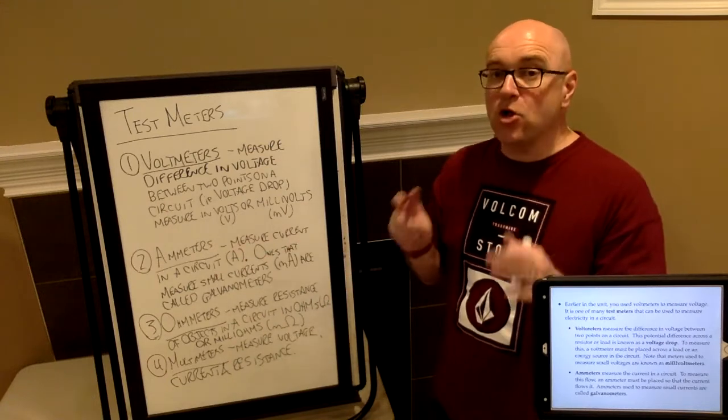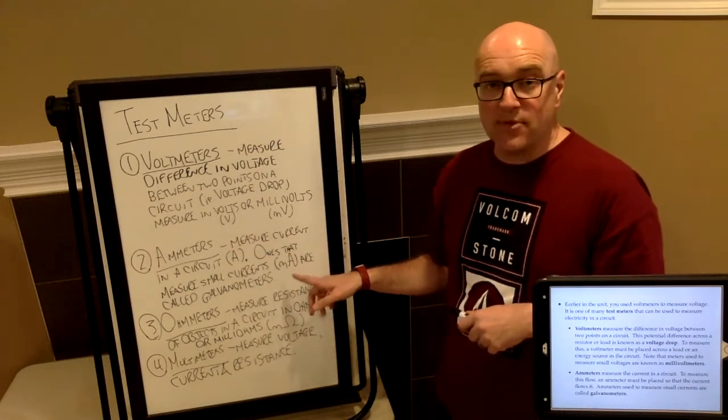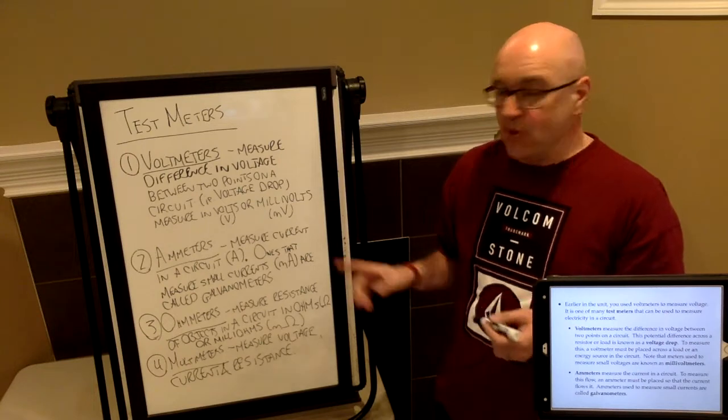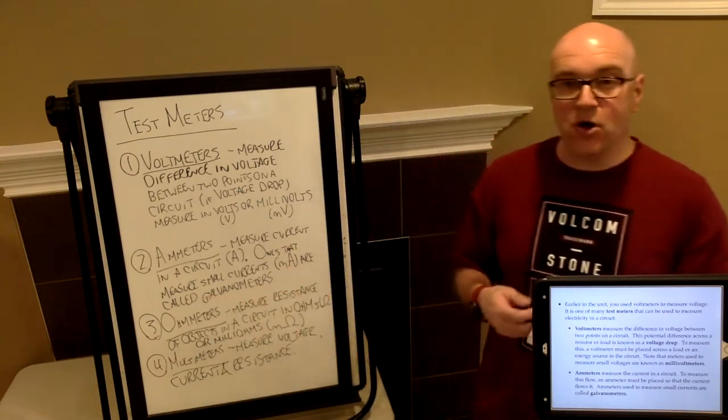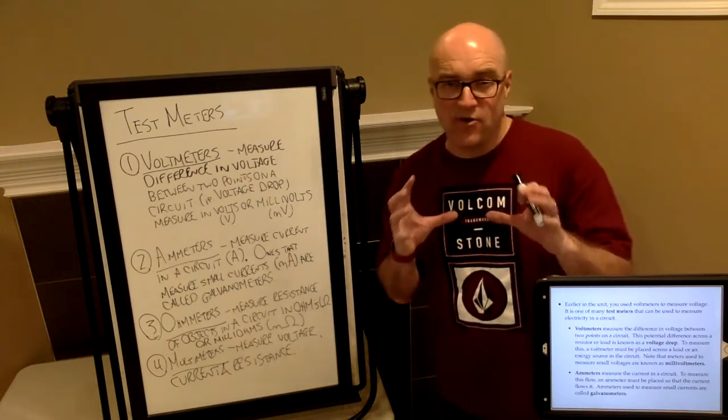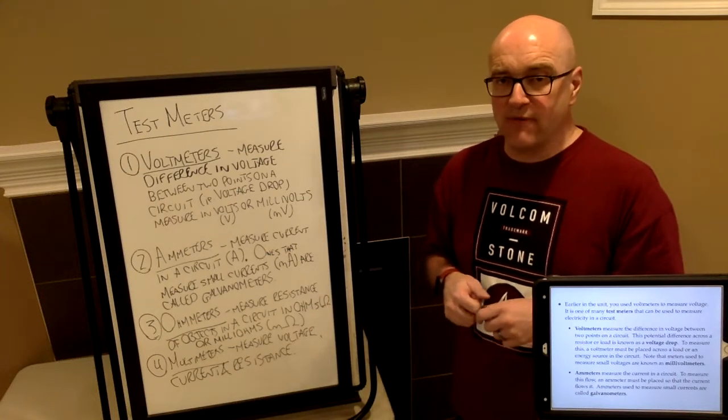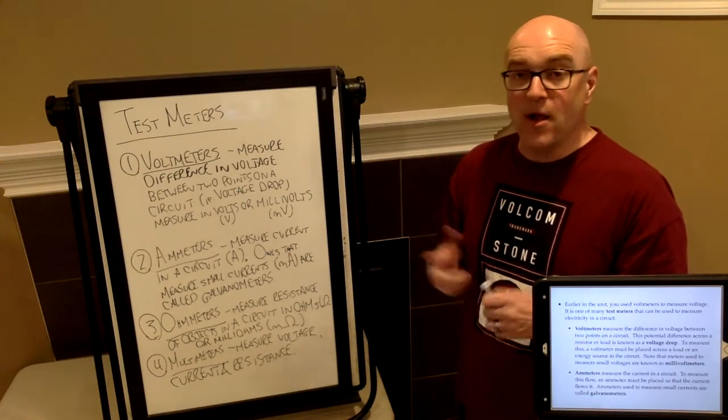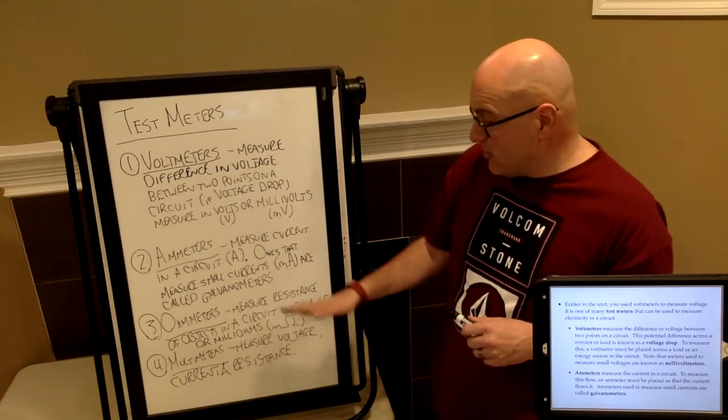If it measures small currents, like ones that maybe have milliamps, that has a special name. Those ammeters are referred to as galvanometers. They measure very small electrical currents and very small electrical circuits.